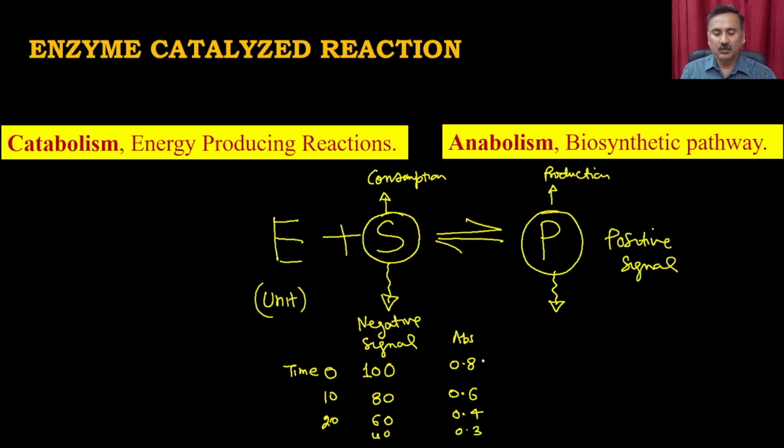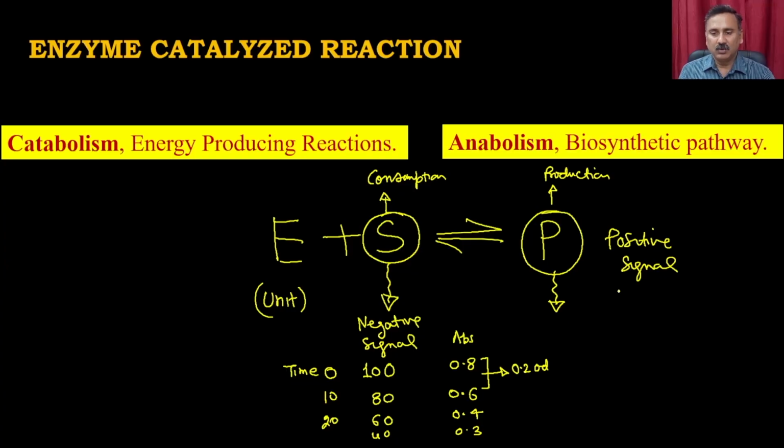This means you know the amount of substrate consumed. You started with 100 molecules, now you have 80 molecules, so you can take this value and say that 0.2 OD of substrate is consumed in 10 minutes. That is the way you can use these values to calculate the enzyme activity.